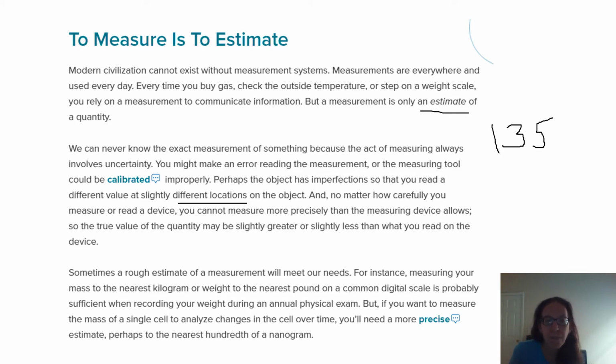But if you want to measure the mass of a single cell to analyze changes in the cell over time, you need a much more precise estimate, perhaps to the nearest hundredth of a nanogram. Nano, if we're talking metric prefixes, is 10 to the minus ninth, which means that wherever your decimal point is, you move it 9 spaces to the left, probably adding a lot of leading zeros along the way. So that would be a very, very precise instrument.